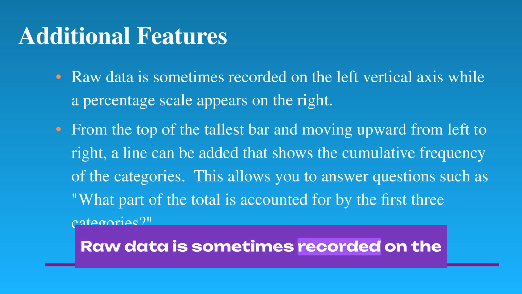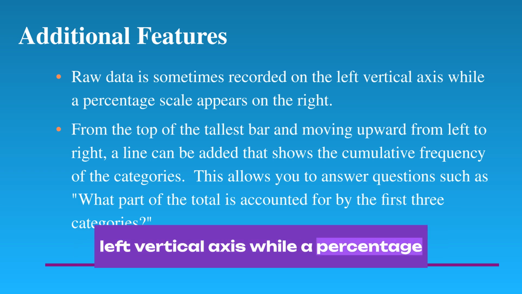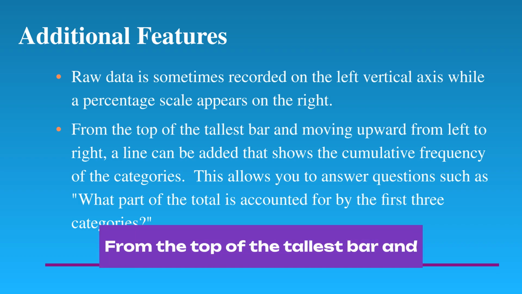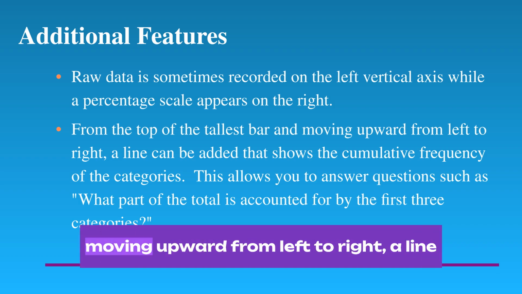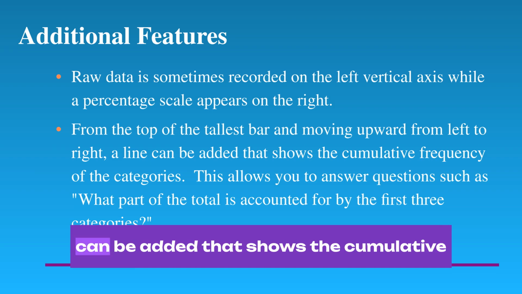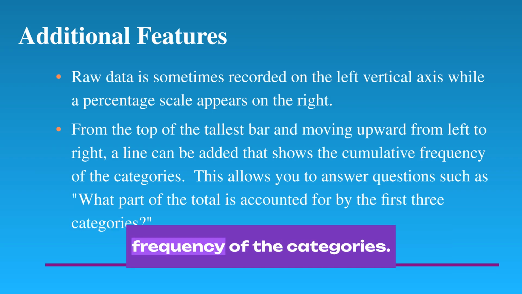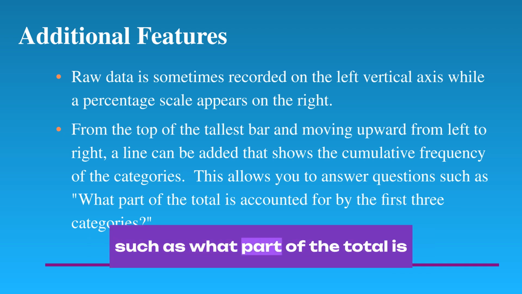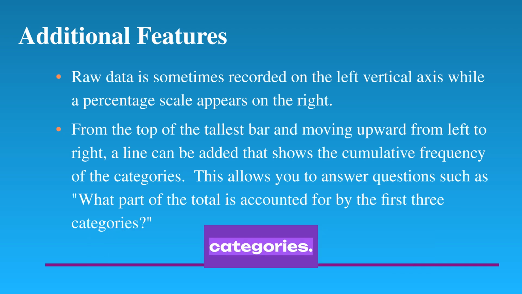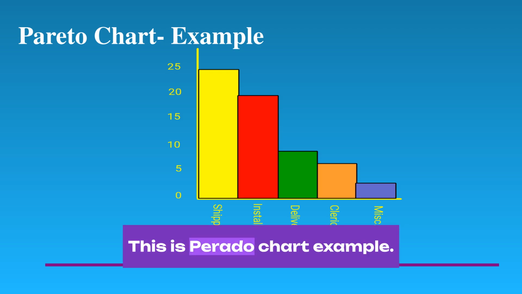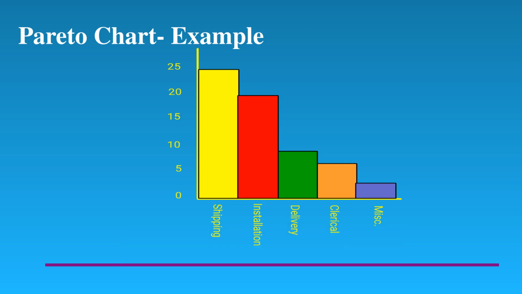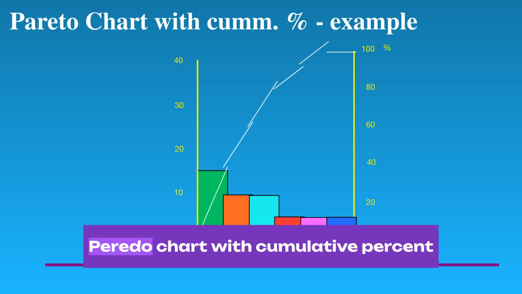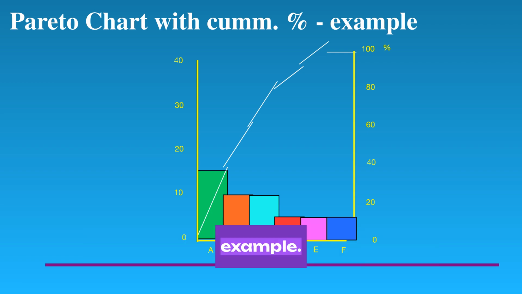Raw data is sometimes recorded on the left vertical axis while a percentage scale appears on the right. From the top of the tallest bar, moving upward from left to right, a line can be added that shows the cumulative frequency of the categories. This allows you to answer questions such as, what part of the total is accounted for by the first 3 categories? This is a Pareto chart example. Pareto chart with cumulative percent example.